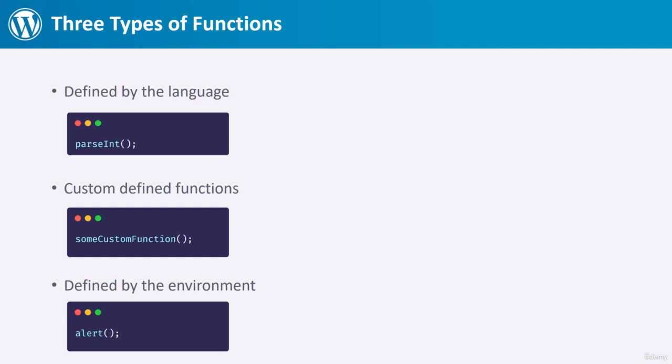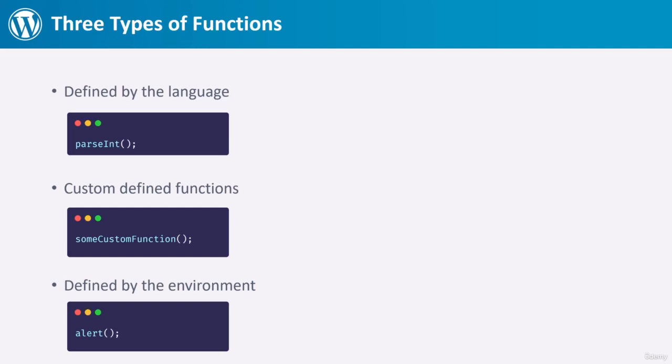The second type of function is custom-defined functions. JavaScript allows developers to define custom functions. Lastly, there are environment-specific functions. These types of functions are not common in PHP. PHP is aimed at web development. It doesn't matter if you're running a server on Windows, Mac, or Linux. The same functions will be available. The same can't be said for JavaScript.